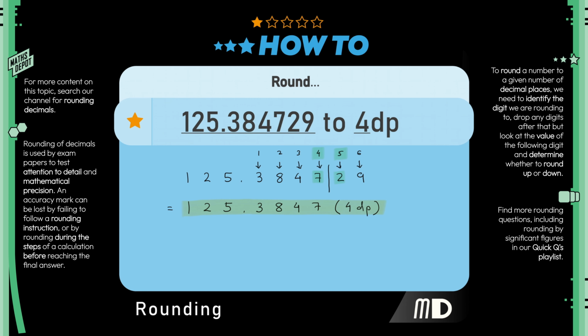Don't get distracted by the long tail of numbers. When rounding this decimal to 4 decimal places, we can completely ignore the 9 at the end. This level of precision is incredibly small. Measuring to 4 decimal places is like measuring the width of a bacteria.